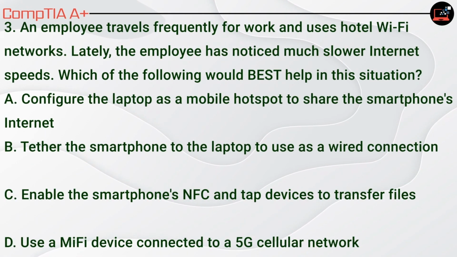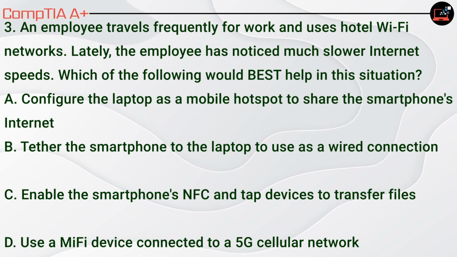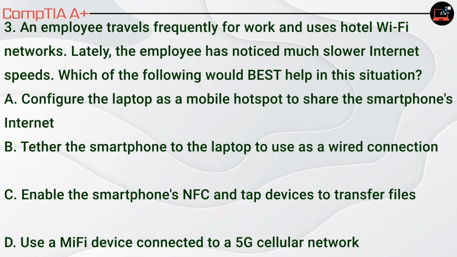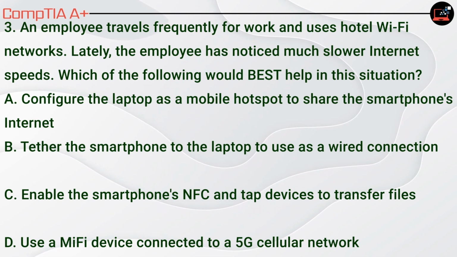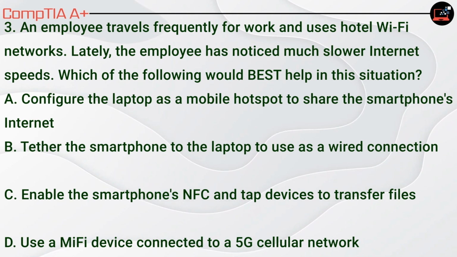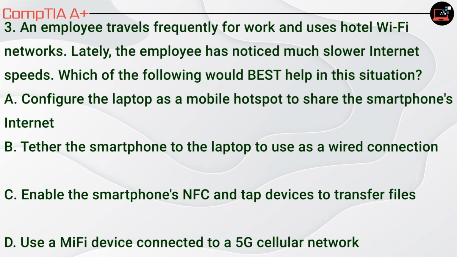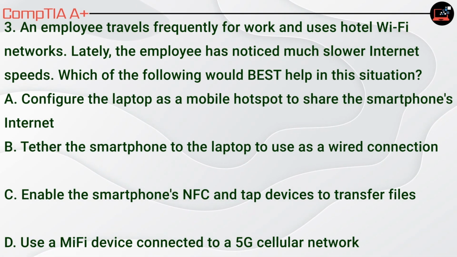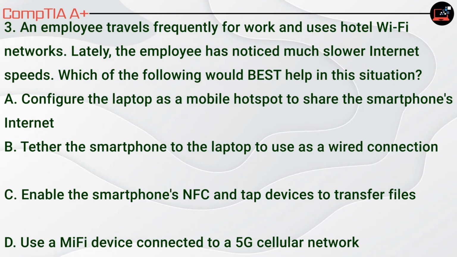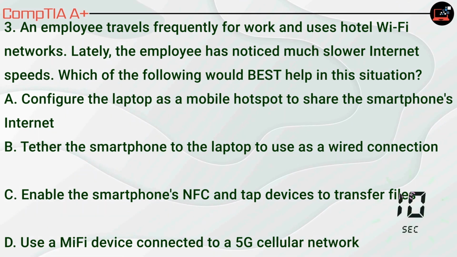3. An employee travels frequently for work and uses hotel Wi-Fi networks. Lately, the employee has noticed much slower internet speeds. Which of the following would best help in this situation? A. Configure the laptop as a mobile hotspot to share the smartphone's internet. B. Tether the smartphone to the laptop to use as a wired connection. C. Enable the smartphone's NFC and tap devices to transfer files. D. Use a MiFi device connected to a 5G cellular network.